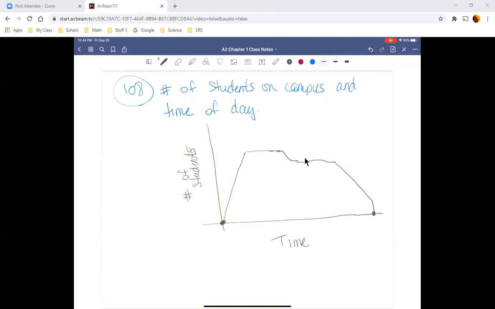Everybody's graph can look a little different. This is just a generalization. I wanted to put the hoop in there. I said you all showed up, stayed until the end of 6th hour and went home. And then you should probably put a title on this. You can't just write graph. So: number of students in school for the day.